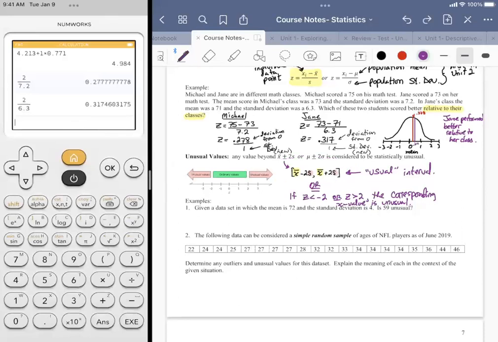First example, given a data set in which the mean is 72 and the standard deviation is 4, is 59 unusual? All right. So we just got to be careful, because when you hear words like unusual, sometimes it makes you think that they're asking for your opinion. And they're not. They're asking for the appropriate computation. So you just got to be careful.